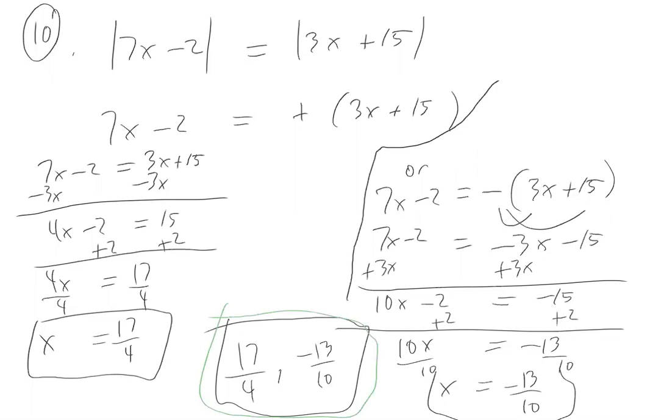Okay, now let's go to an inequality that also has an absolute value. So let's try problem number 11. Number 11 looks like this: the absolute value of 2x minus 7 is less than 3. When an absolute value is less than 3, it technically means that it's between -3 and +3.